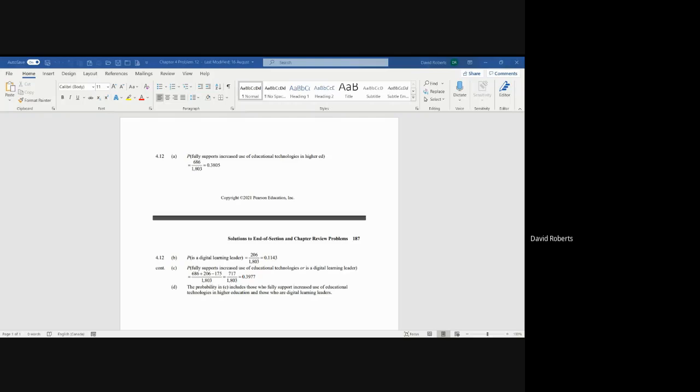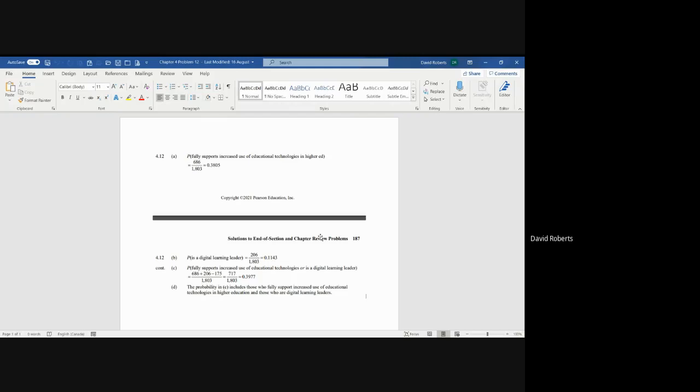In part A, it says fully supports increased use of technological or educational technologies. So you simply take the total of the row that says yes. You divide it by the grand total, or the bottom right-hand corner, 1,803 divided into 686, and you get basically 0.3805, so about 38%. So that means the 62% do not support educational technologies in higher ed.